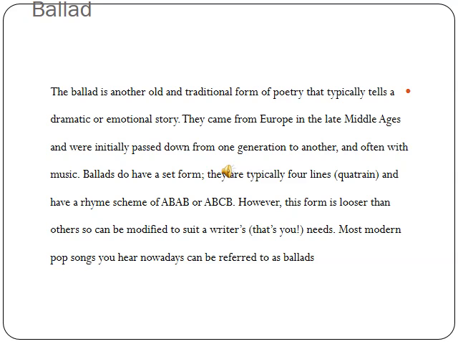Also, the ballad is used from generation to generation. So until now, there is a ballad. You can find it in pop songs, which are nowadays referred to as ballads.